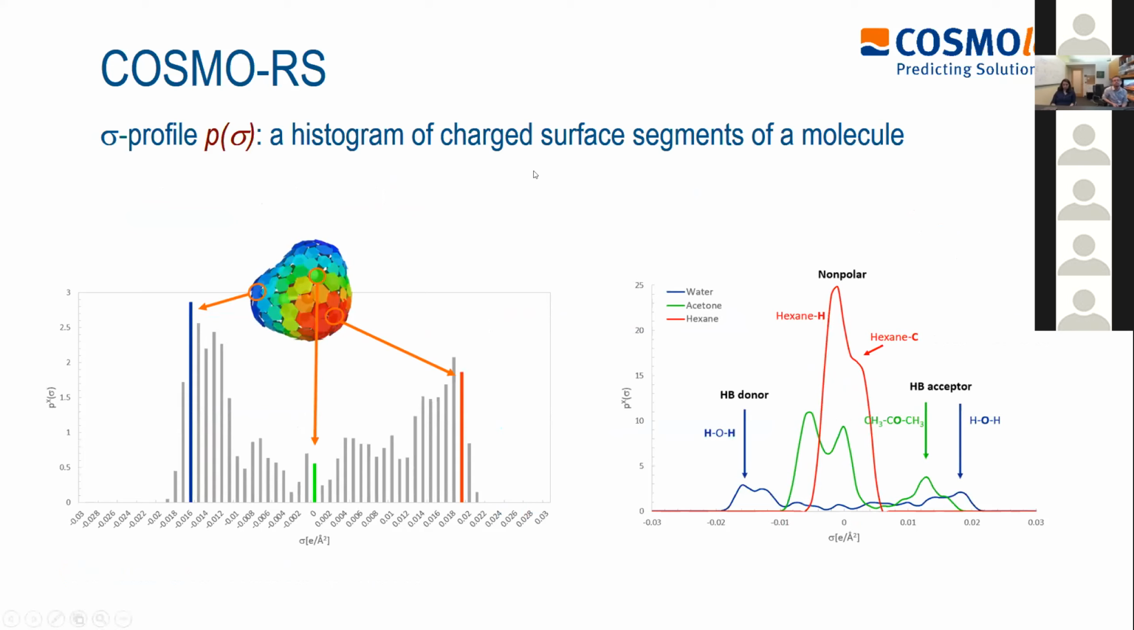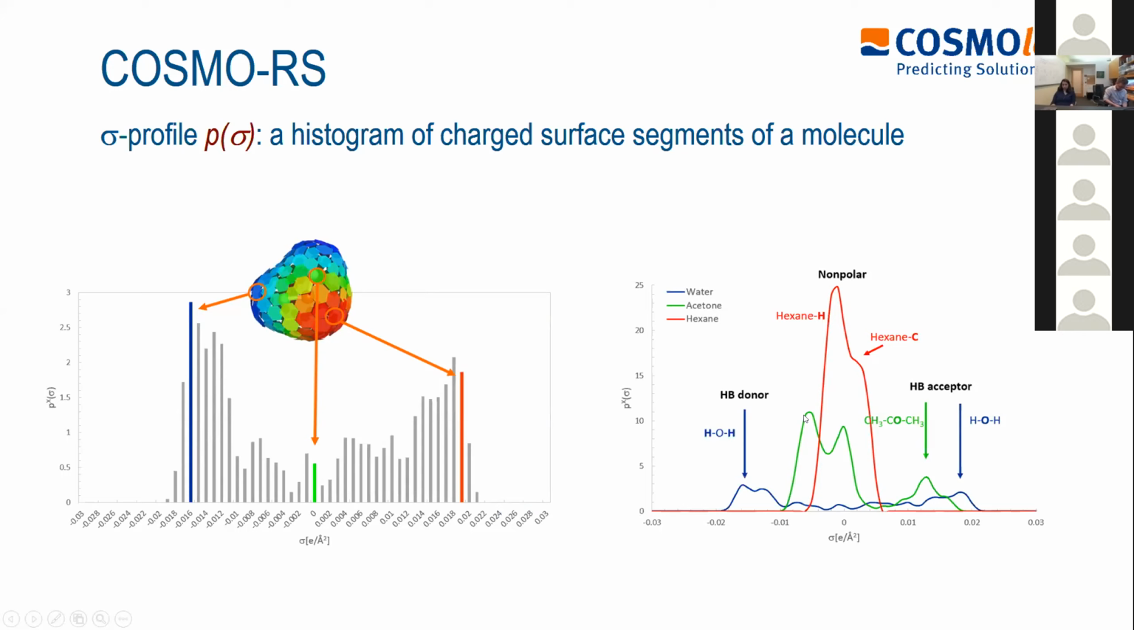A key quantity for this approach is the so-called sigma profile, which is just a collection of those charged surface segments, and you can visualize it, and it looks more or less like that. So here on the y-axis you have the amount of charge. On the x-axis you have the charge itself, and we collect all charges of the same size in a bin, so we get a kind of histogram. And then in the final interaction calculations, all those buckets with similar charge interact with the other buckets, if you will.